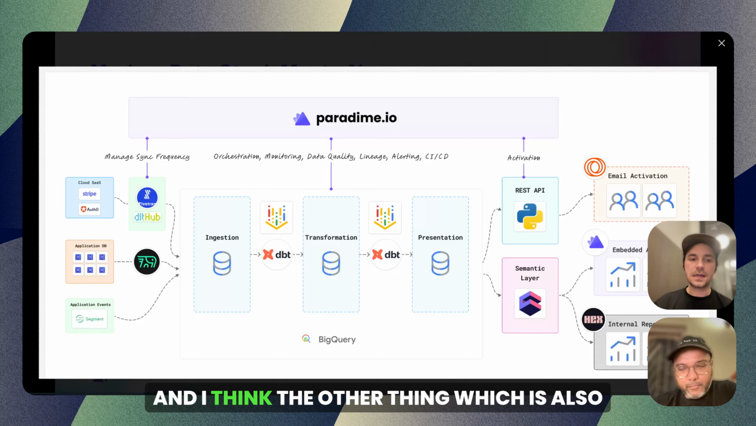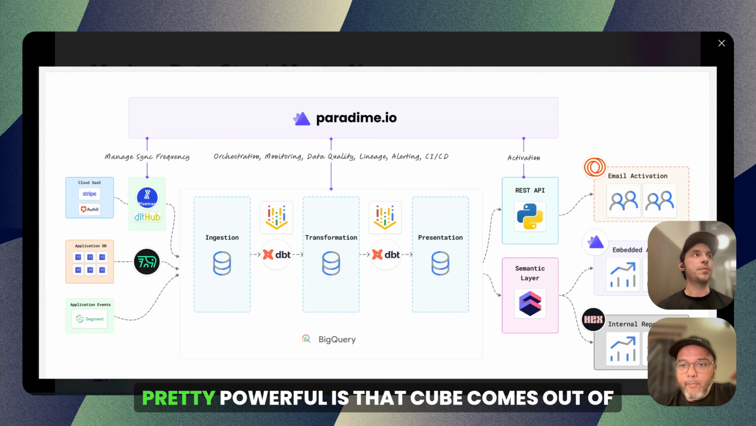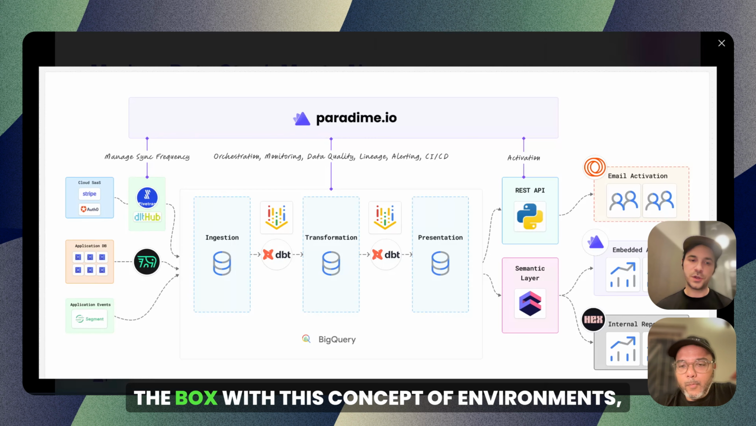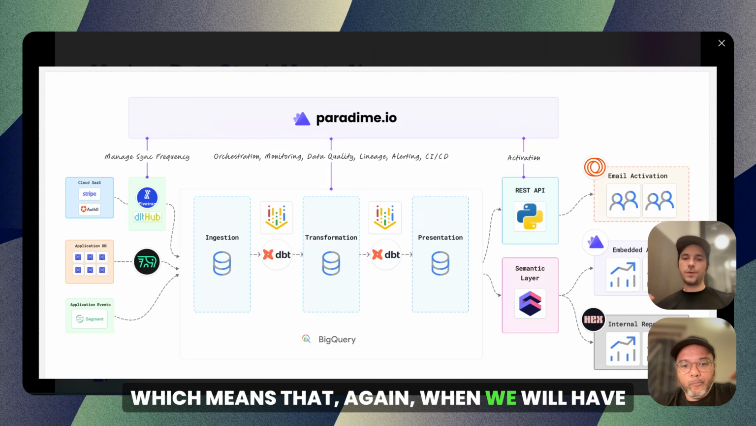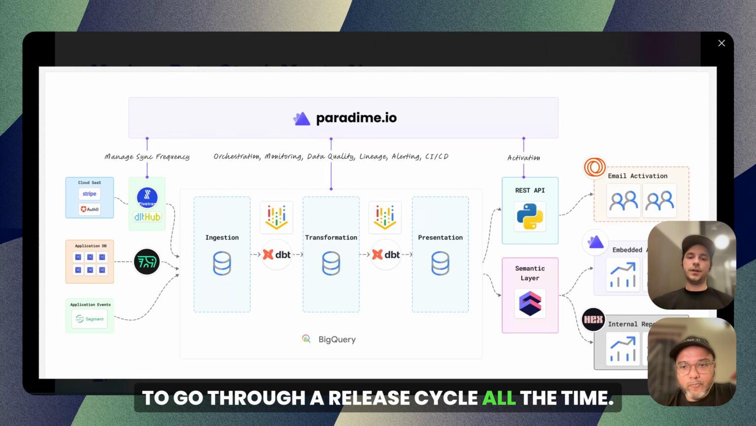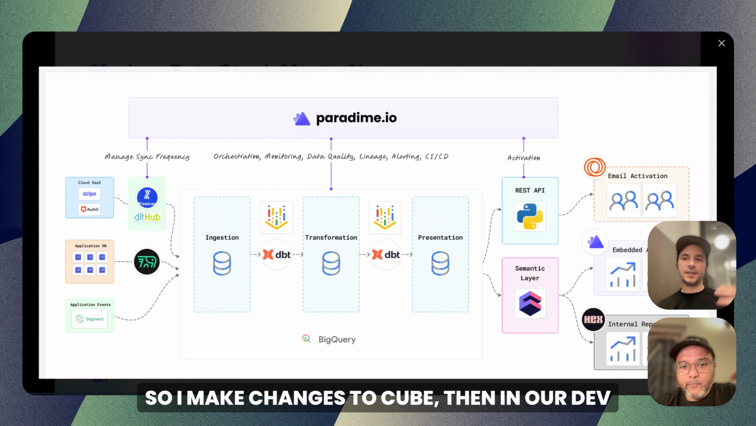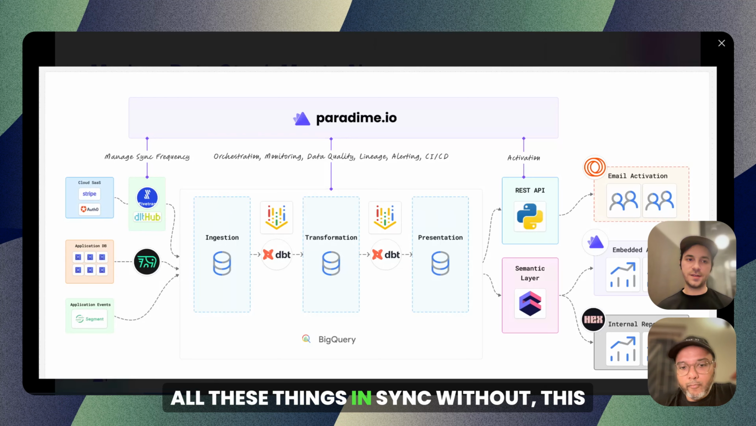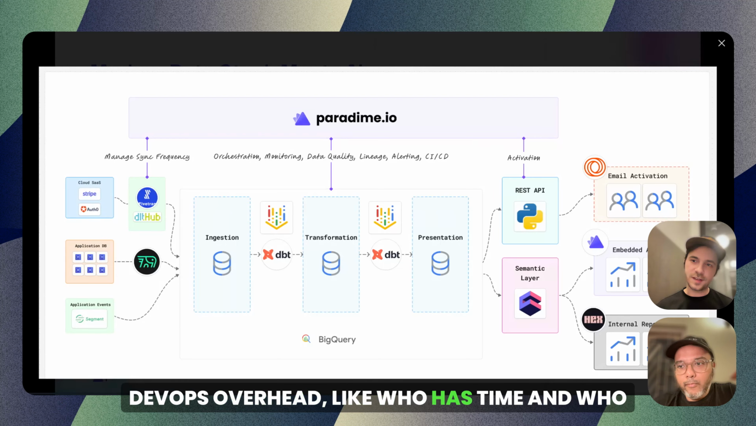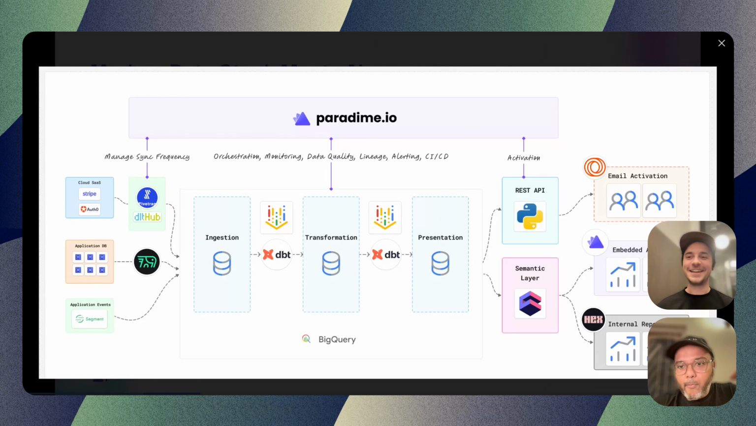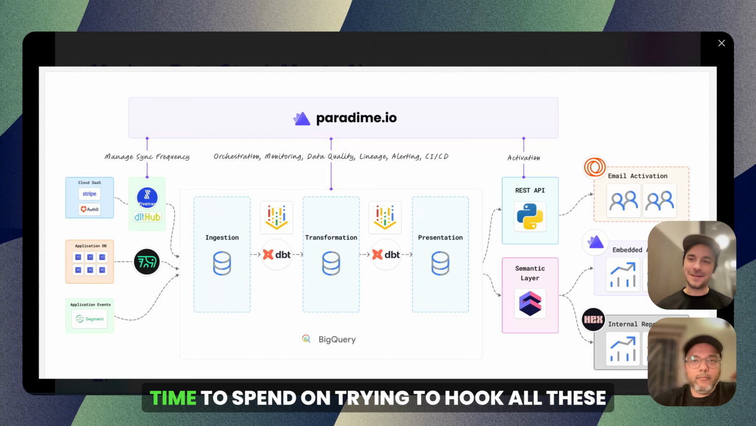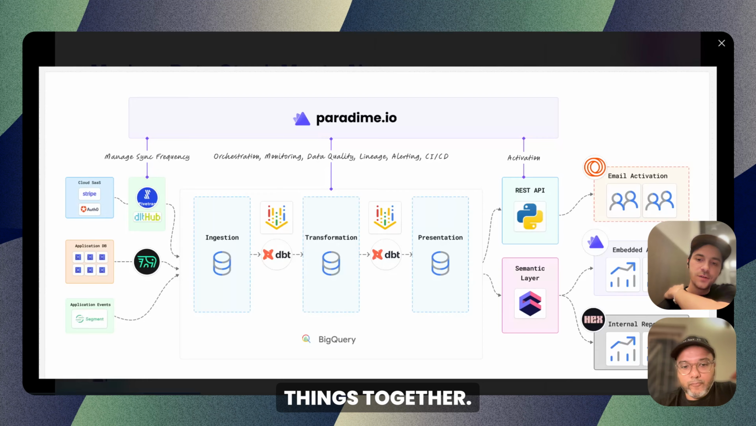That's right. And I think the other thing which is also powerful is that Cube comes out of the box with this concept of environments, right? Which means we don't have to go through a release cycle all the time. So if I make changes to a cube, then in our dev environment or our application, we should be able to feed that. So we can keep all these things in sync without DevOps overhead. Who has time, and who actually likes to do these things anyway? It's not a good use of anyone's time to spend on trying to hook all these things together. So Cube gave us a lot of these out of the box.